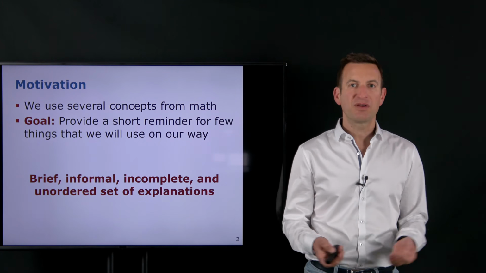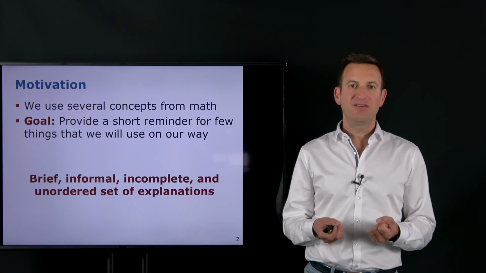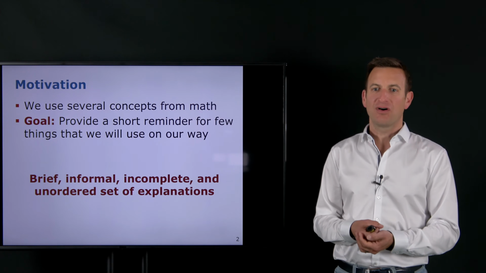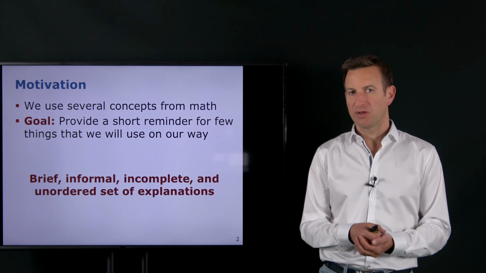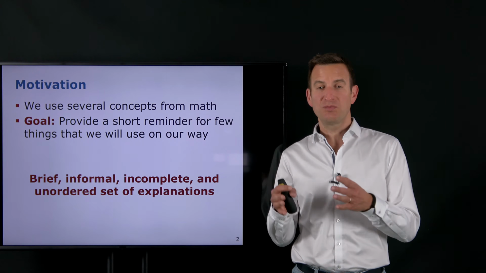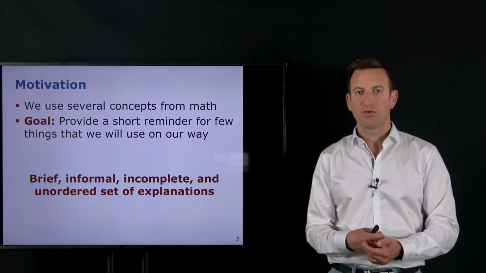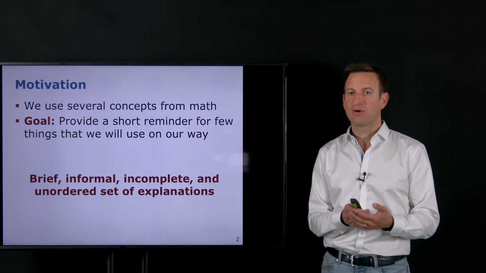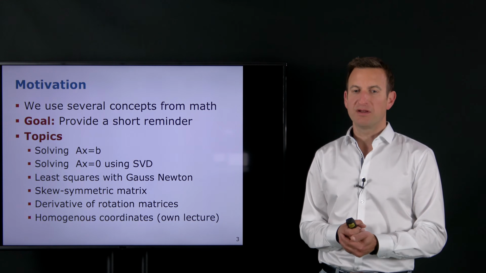So this is a very brief, informal, sloppy, incomplete, unordered set of explanations or recipes that we may want to use. So again, treat this only as a thing you should be aware of, A, B, C, D, E, and if not, go back to your textbooks and study this, because at that point in time, you should know things. So what are we going to cover here?